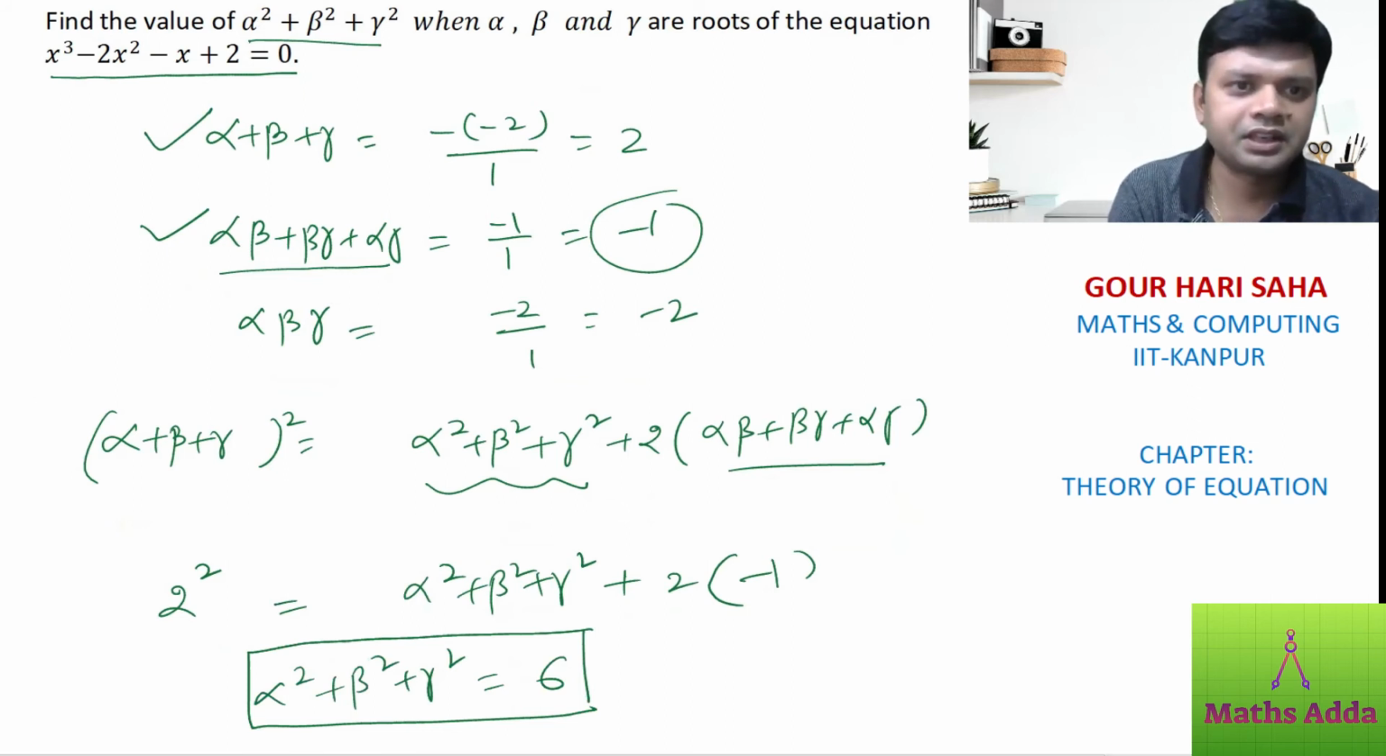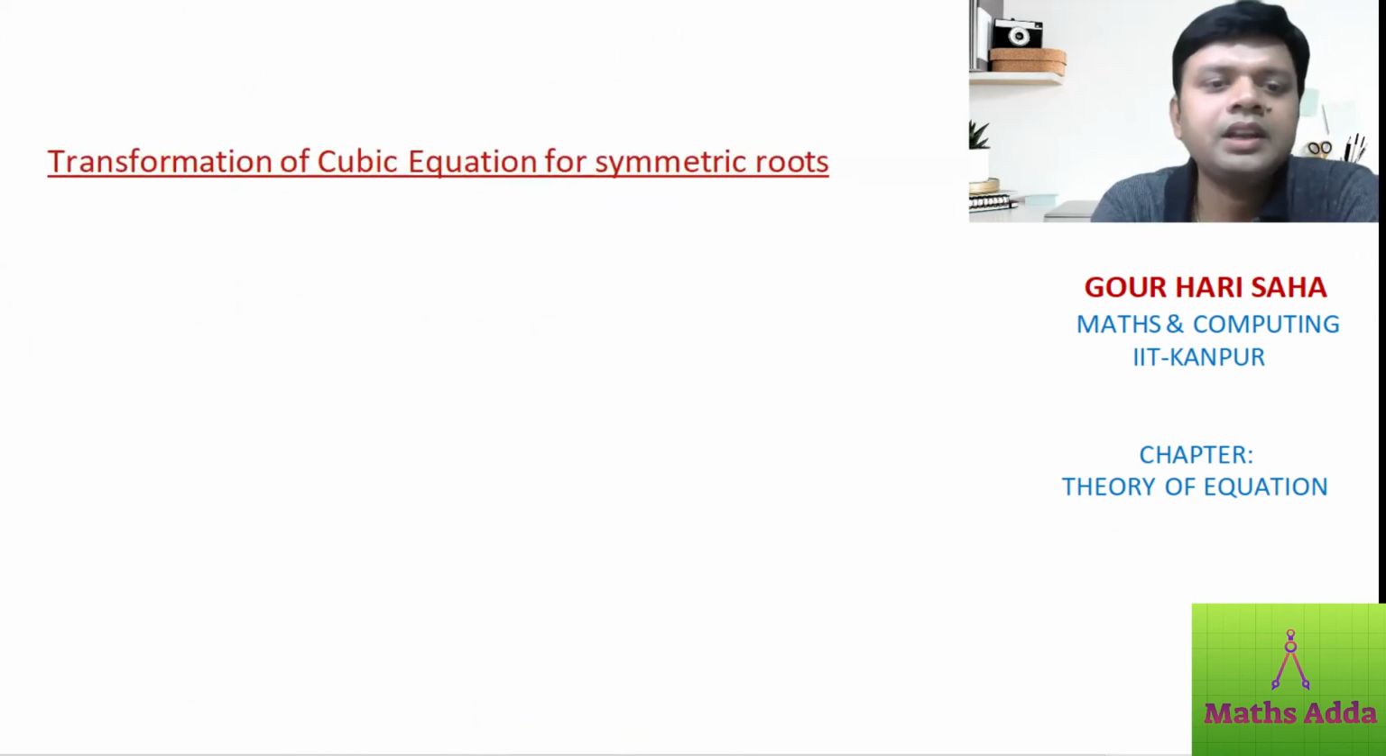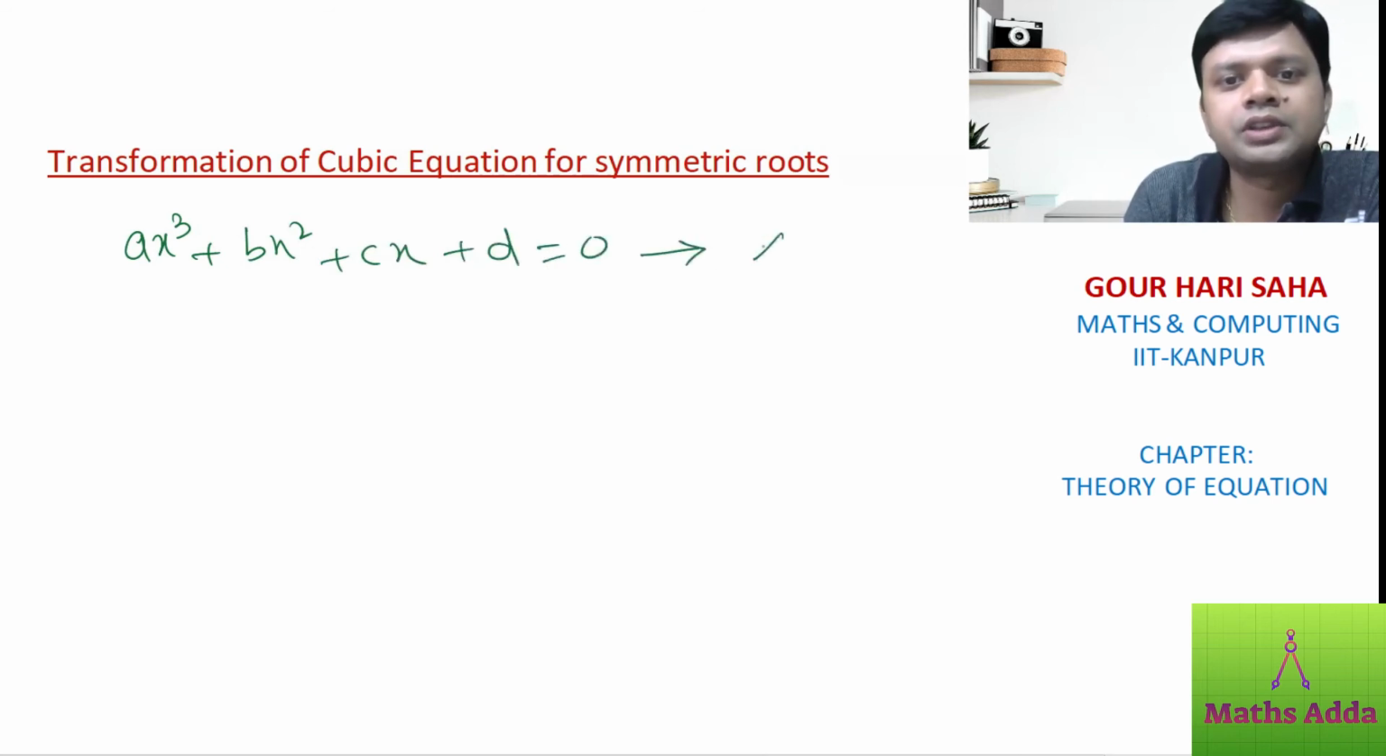So just see it once again. These are the properties of roots. Next is transformation of cubic equation for symmetric roots. So we have ax cube plus bx square plus cx plus d equal to 0, and its roots are alpha, beta and gamma.